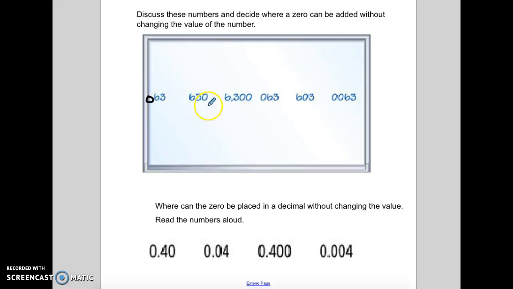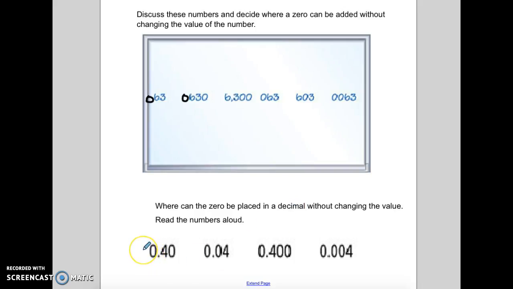How about this one, 630? If I add it behind here, it would become 6,300. But if I add a 0 in front of it, guess what? It's still 630. And that applies for all of these whole numbers. If I add numbers behind any of these whole numbers, it changes the value. But if I add it in front, it does not change the value. Let's look at decimals though. Decimals are kind of the opposite.